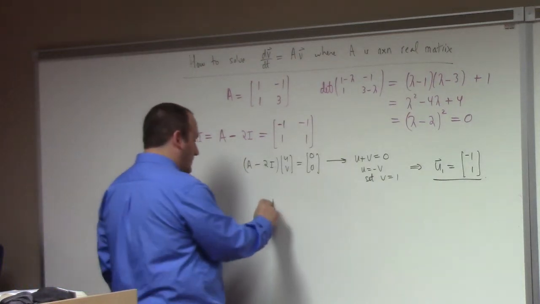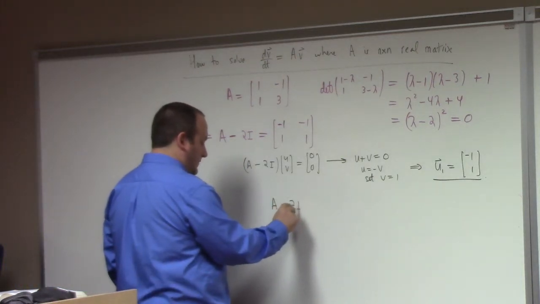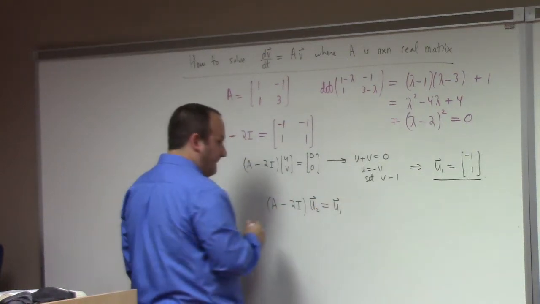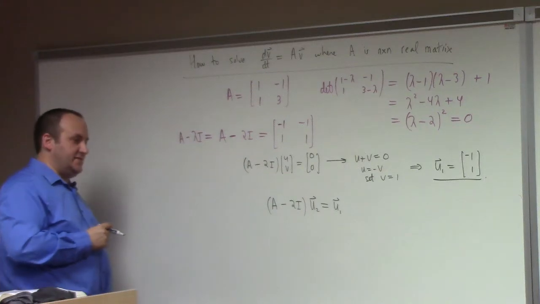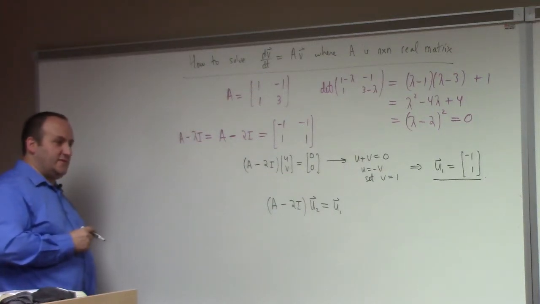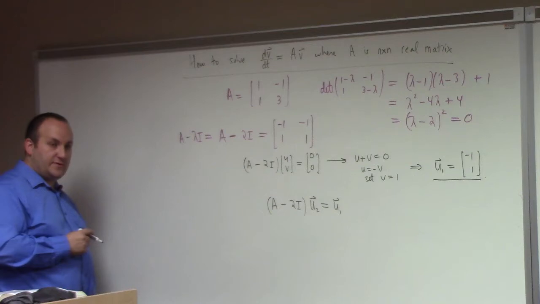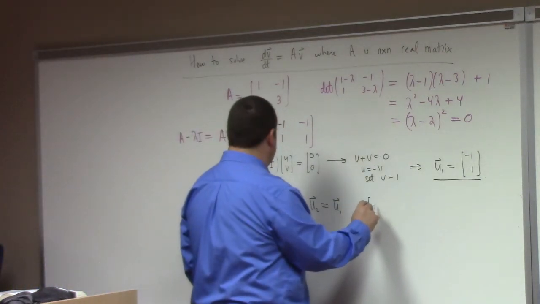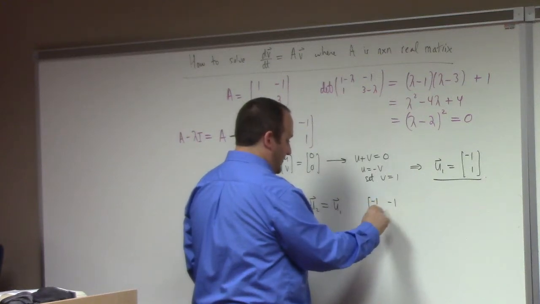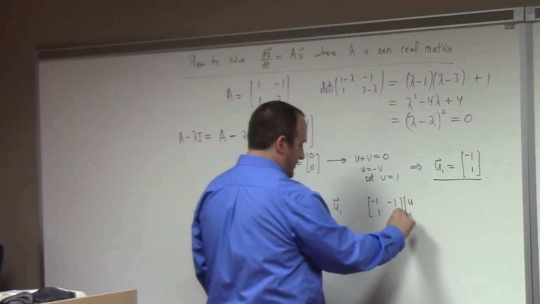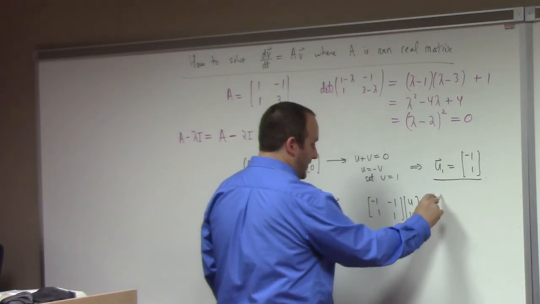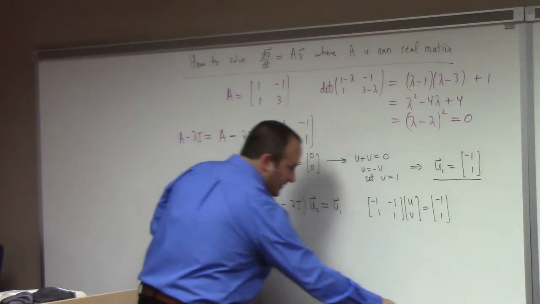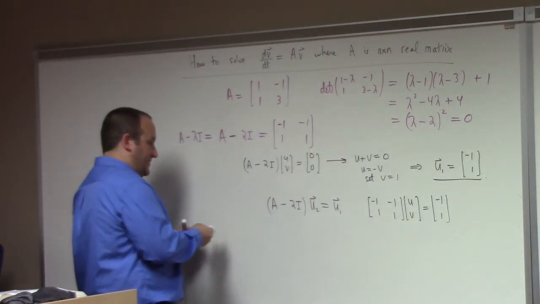Then I take A minus 2I times u2 equals u1. All right? Let's see if I can solve this. If I can solve this, this will give me a generalized eigenvector of order 2. All right? So let's see here. That's, again, the matrix (minus 1, 1; 1, 1)... (u, v) equal to (minus 1, 1), right? So to find the generalized eigenvector, I have to solve the equation.